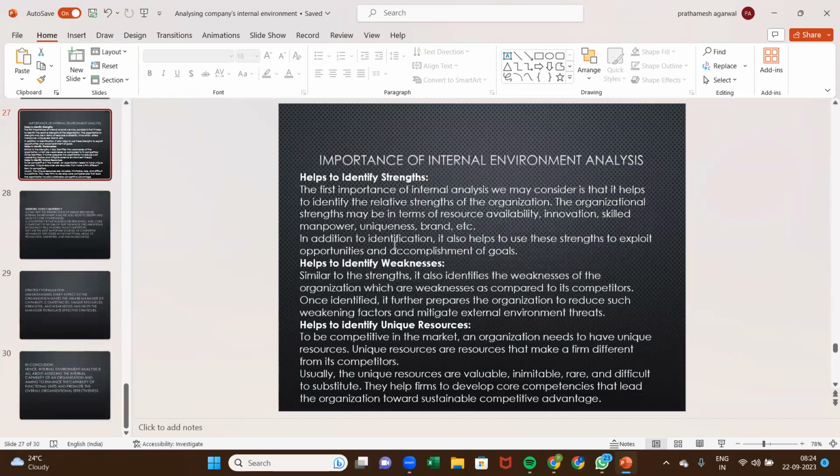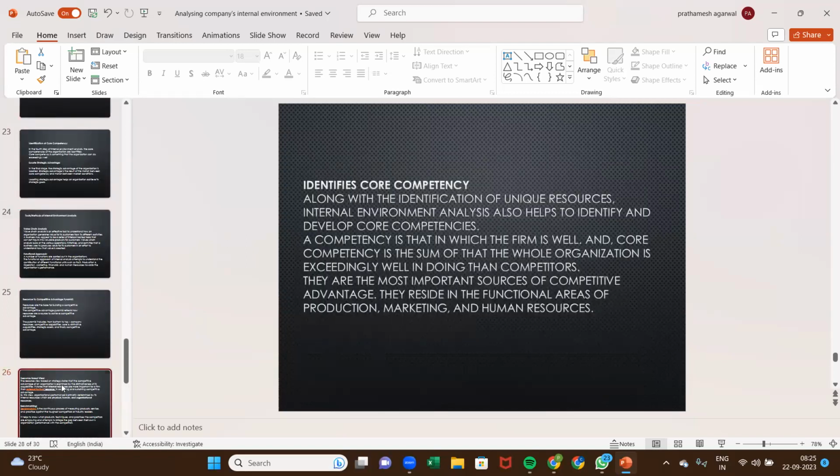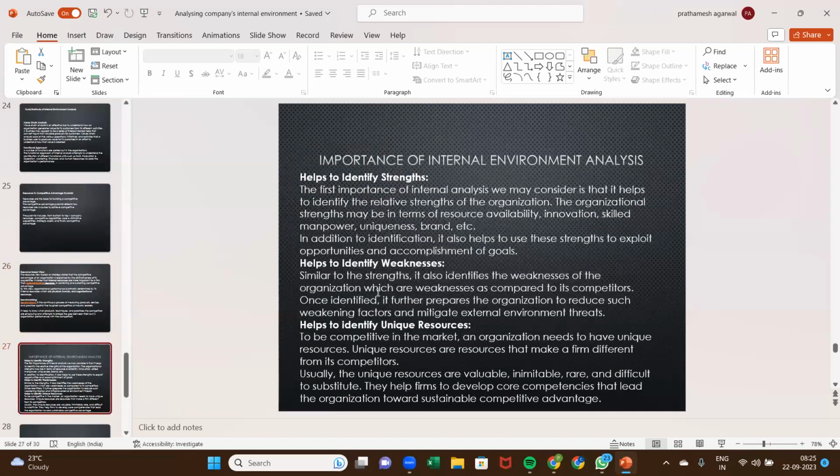Now, what is the importance of internal environment analysis? I've just explained benchmarking in short, okay? I'm going to explain it at length. Benchmarking is very important. I have just explained it in short. In the next lecture, the process of benchmarking, which is used for a comparative analysis, will be done in detail.